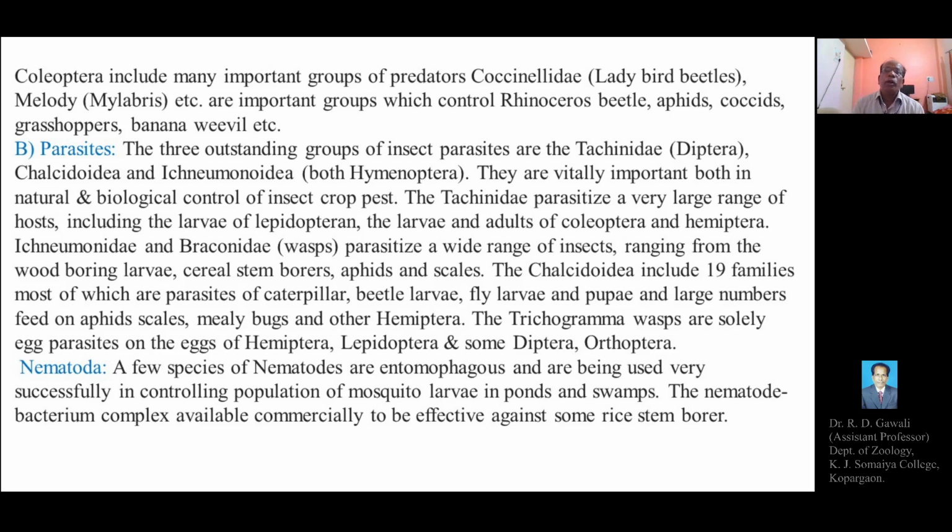Then the second category of organisms which also act as natural enemies of pests are parasites, which feed on other groups of pests. So we'll explain the parasites, the second category of natural enemies of different pests. The three outstanding groups of insect parasites are the Tachinidae belonging to order Diptera, then Chalcidoidea and Ichneumonidae.